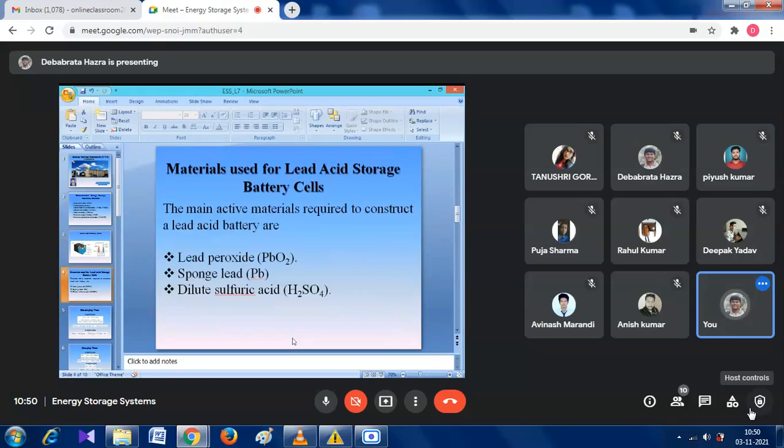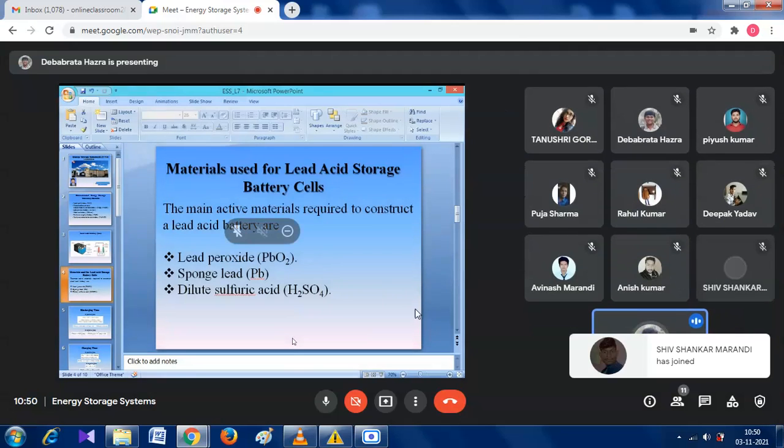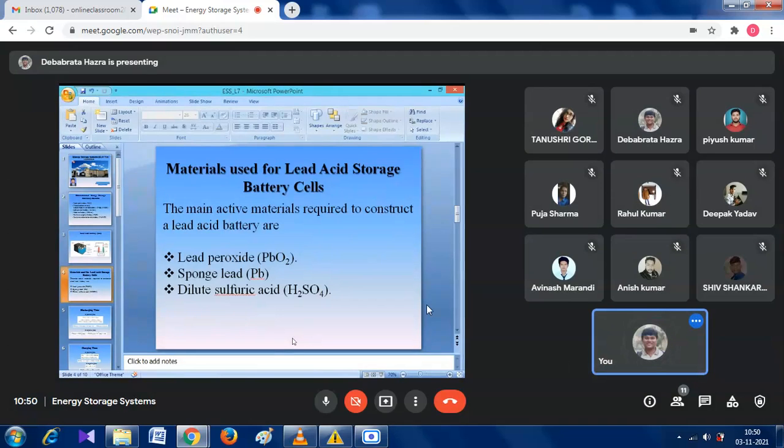The materials required to construct the lead acid battery are lead peroxide and spongy lead. That means basically the lead is not in a solid structure. It's like a sponge, and the solution or electrolyte is dilute sulfuric acid.